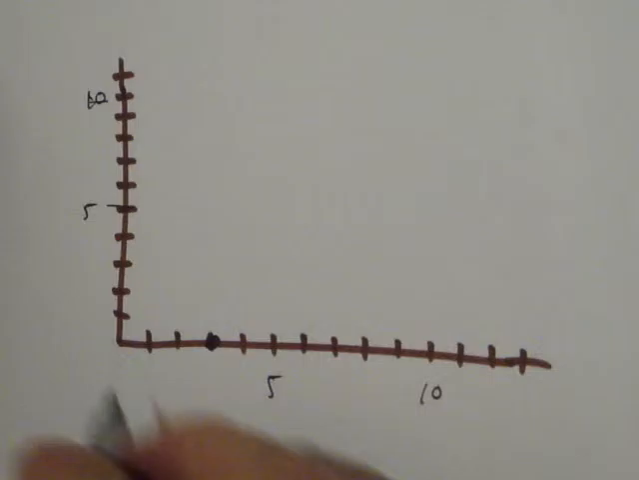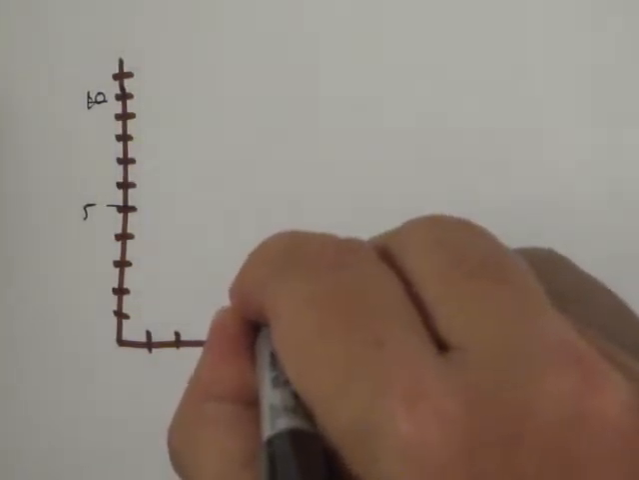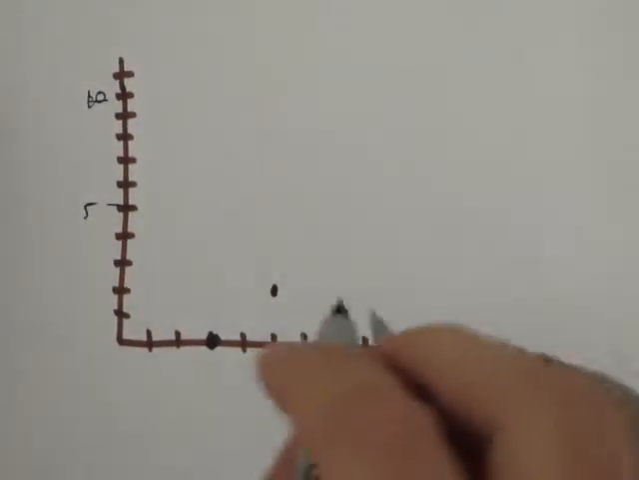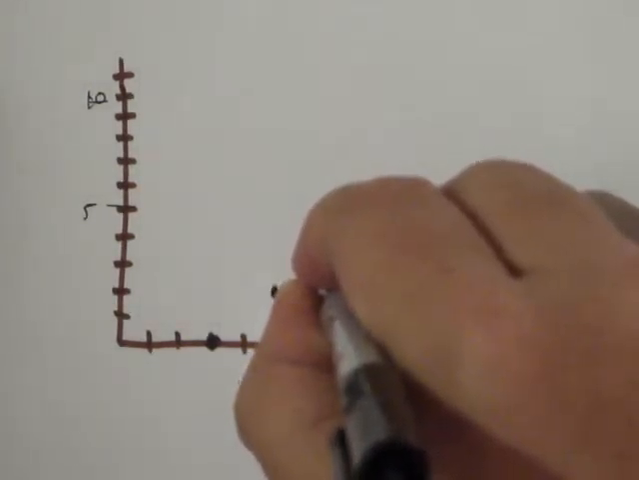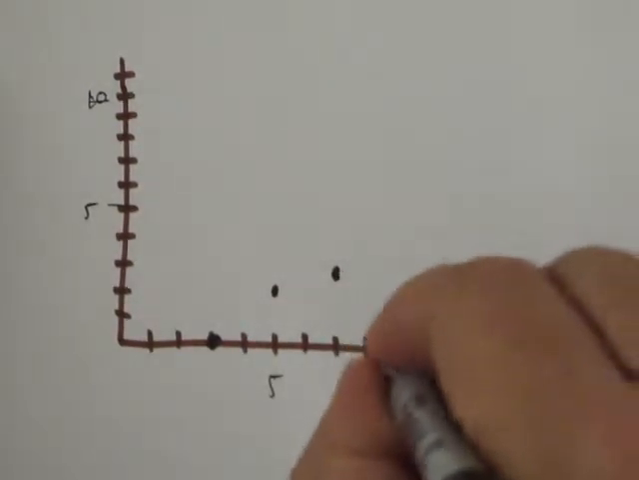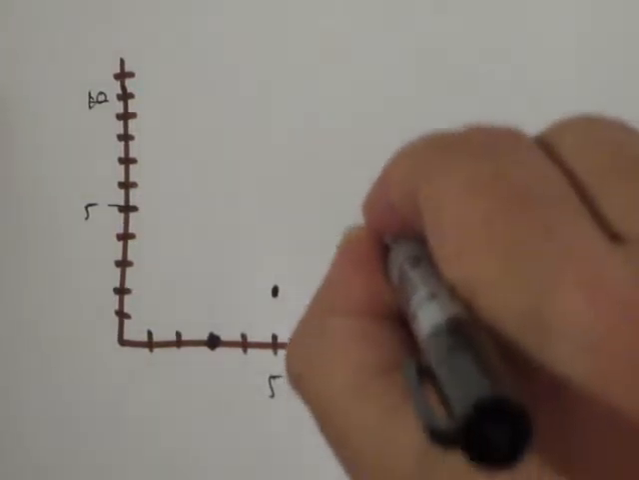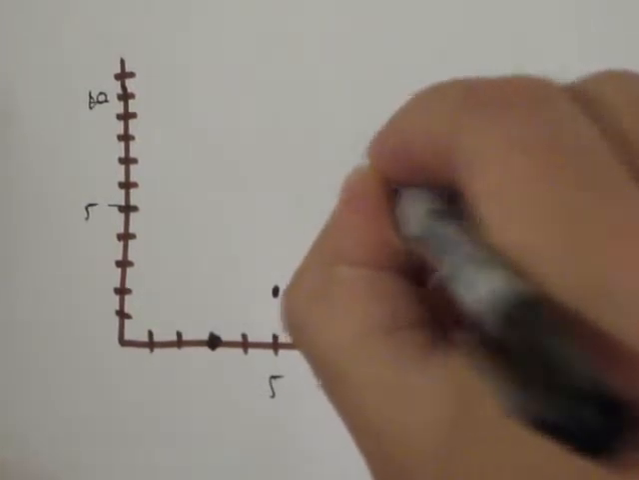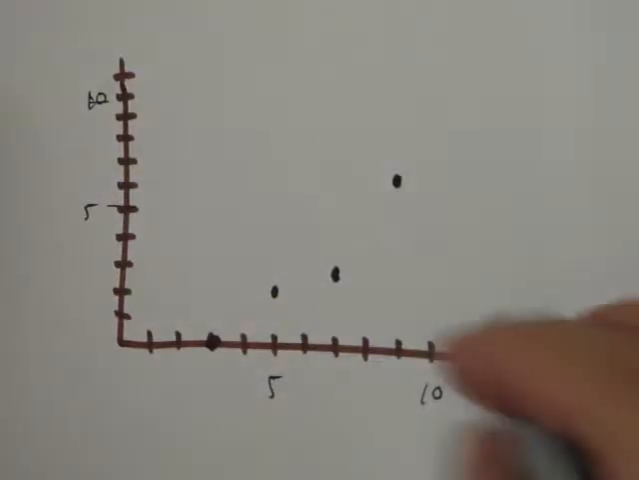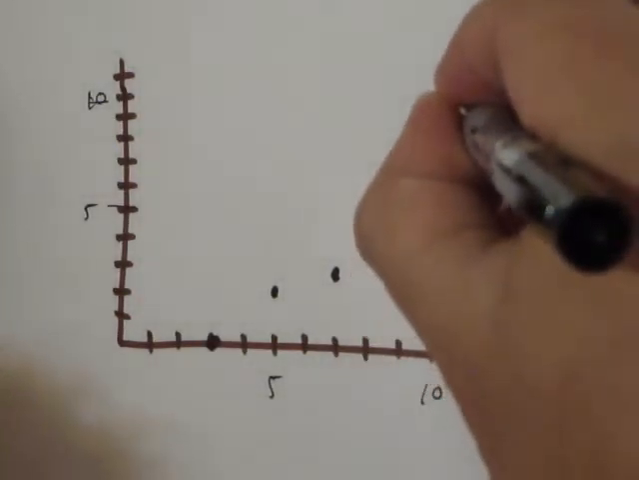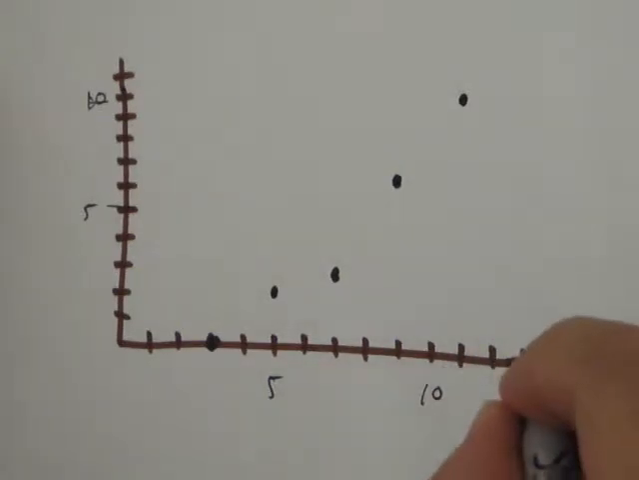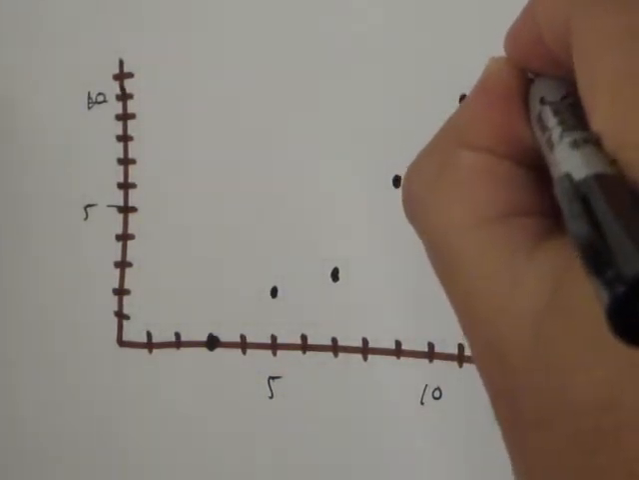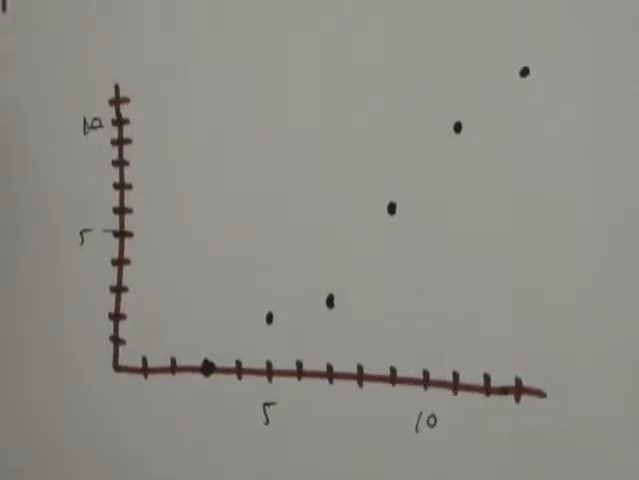All right, so we got 3, 0, and then we got 5, 2 right here, and we got 7, 3 right here, and then 9, 6, which is here, and then we have 11, 9, which is up here, thereabouts. And we got 13, 11, which is way up here. So it looks like a pretty good straight line.